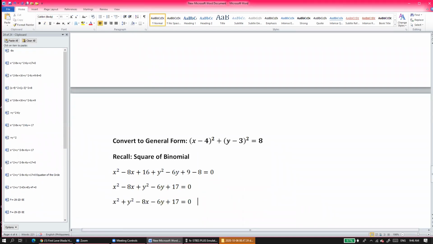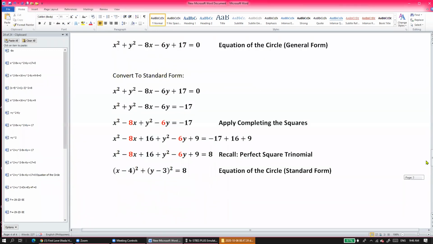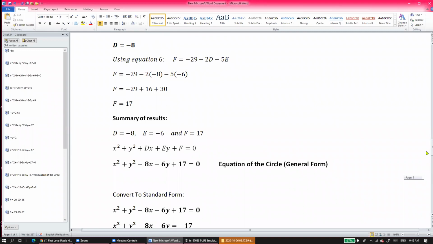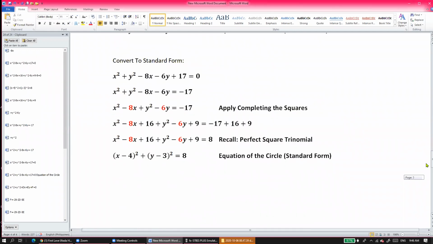At yan ngayon ang ating equation of the circle. Yan, in general form. Now, balikan ko lang yung calculation natin kanina, no? Nung ang general form, kinonvert natin sa standard form dito. Now, what if pinapahanap ang center at radius ng ating circle? Diba? Pinapahanap ang center at radius ng ating circle.